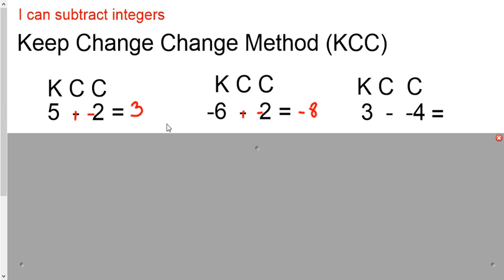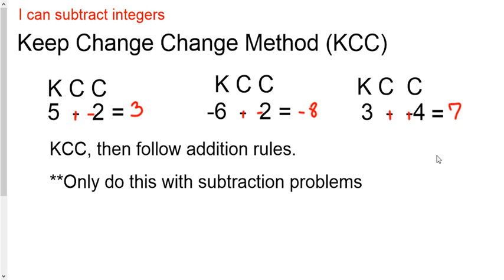So basically all that we're doing with this KCC method is taking a subtraction problem and turning it into an addition problem, and then we do whatever we see with the addition problem. 5 plus negative 2 is 3. Negative 6 plus negative 2 is negative 8. That's it. Here's the last one right here. 3 minus negative 4. So keep the positive 3, change the subtraction to addition, and change this negative 4 to positive. What's 3 plus positive 4? 7. That's it.